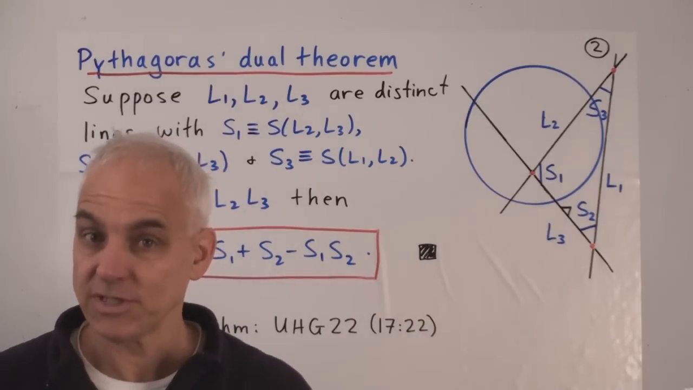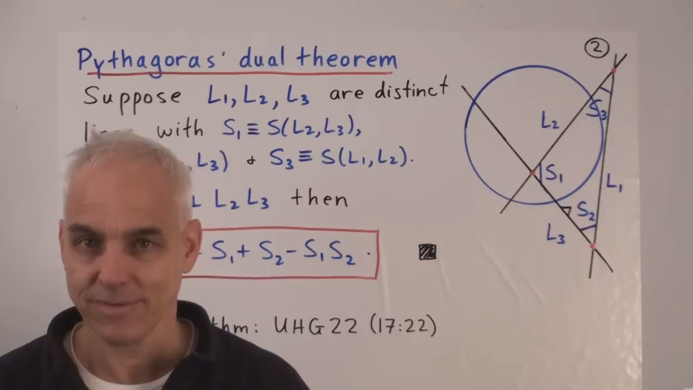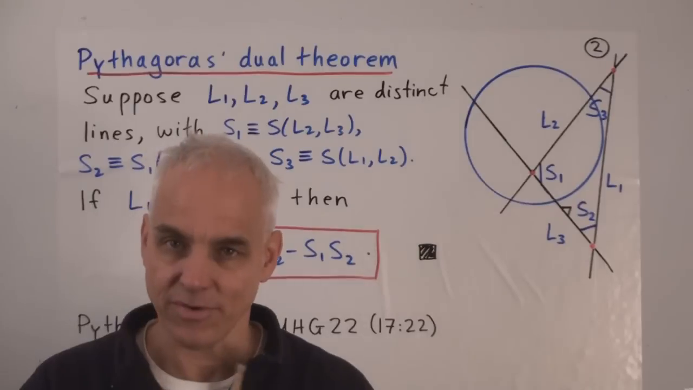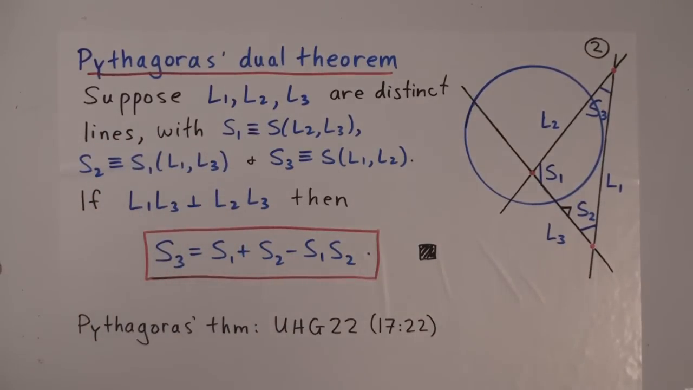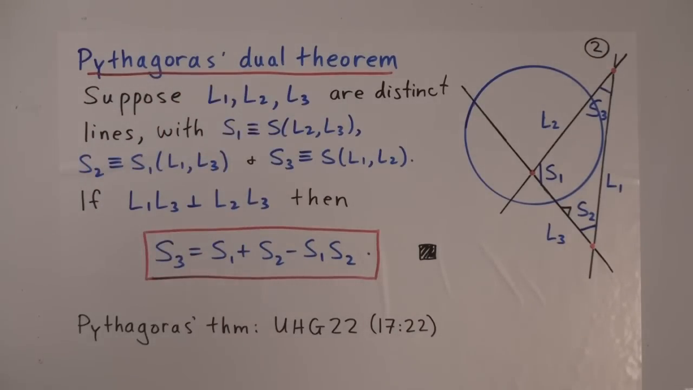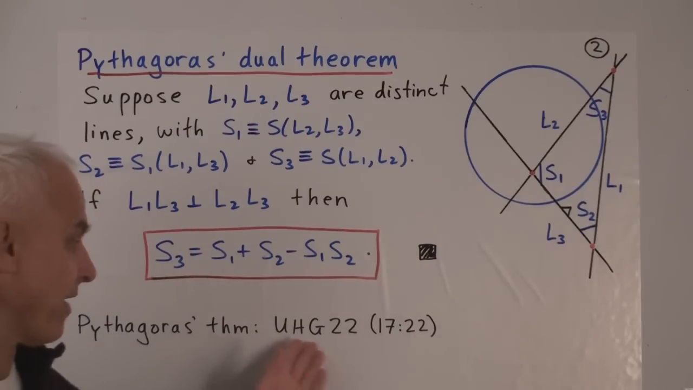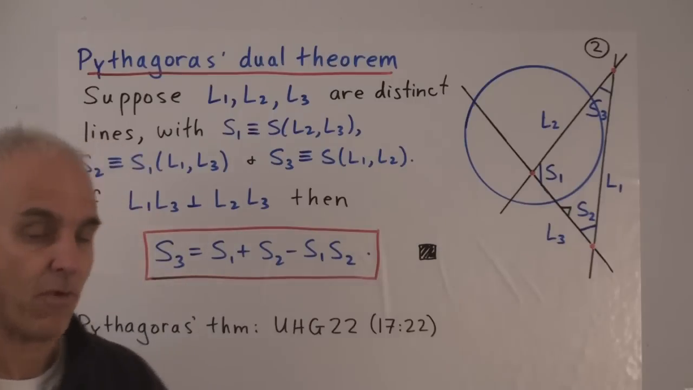So this is a good time to introduce the duals of our four main trigonometric formulas in the subject. The duals are obtained by replacing the points and lines with each other, and the corresponding quadrances and spreads with each other. So the first one is the dual of Pythagoras' theorem. We'll call it Pythagoras' dual theorem. And this is exactly in parallel with the classical Pythagoras' theorem, which is a relationship about the three quadrances formed in a right triangle. And here's a reference for that in Universal Hyperbolic Geometry 22. There's the time in the video for it.